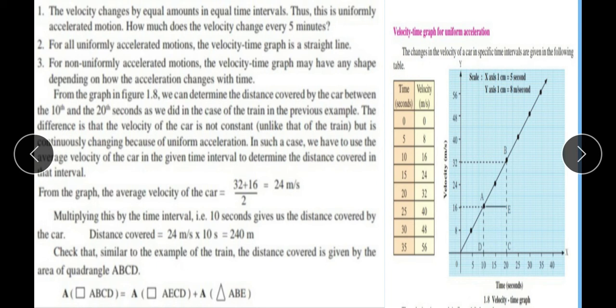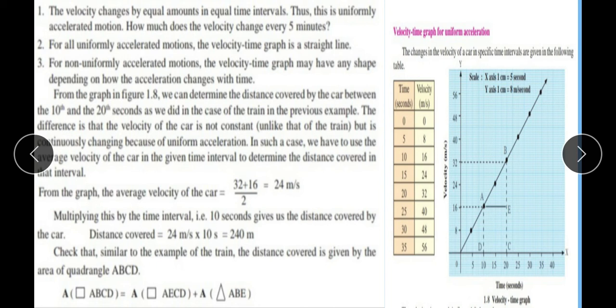So if the initial velocity is 16 meters per second, the final velocity is 32 meters per second, and the change in velocity takes place in 10 seconds, then the total distance covered by that car is 240 meters. Now we can check this example by mathematical form also. Observe the graph very carefully.